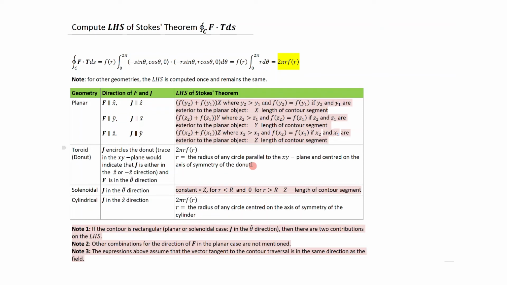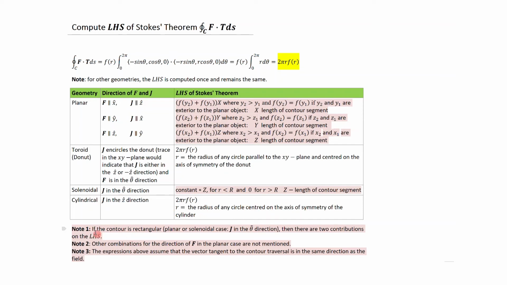R is the radius of any circle parallel to the xy plane and centered on the axis of symmetry of the donut. And we have basically a solenoidal case where the current flux density is in the theta-hat direction. In this case, we end up with 2 segments, one which is for r less than R, and we end up with the left-hand side being some constant times the length of the contour segment, and the other contour segment, which would be exterior to the solenoid, would end up with a value of 0. And lastly, the cylindrical case, which is the one we've just considered, is just summarized here.